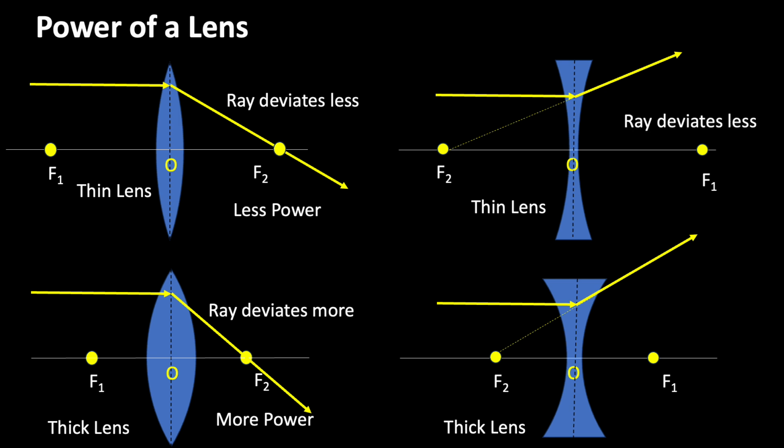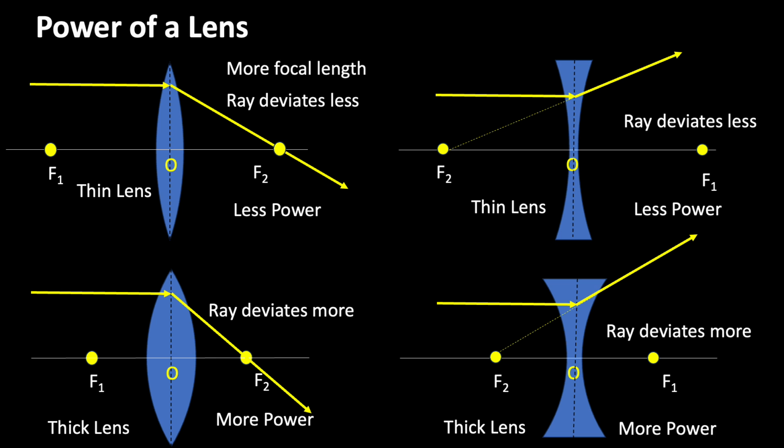Similarly, for concave lens, the ray deviates less for a thin lens and therefore we say that the power is less. In this case, the ray deviates more and therefore we say that the power is more. And you would have also observed that for a thin lens, the focal length is more, whereas for a thick lens, the focal length is less. Similarly, the focal length is more for a thin concave lens and focal length is less for a thick concave lens.